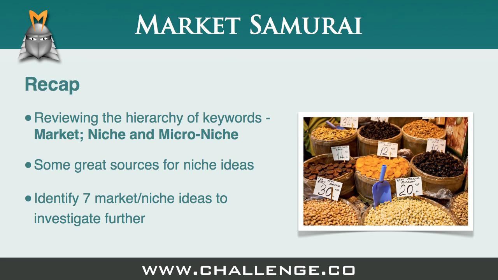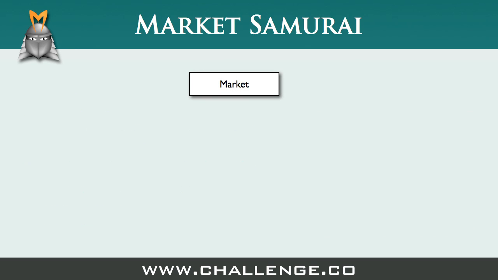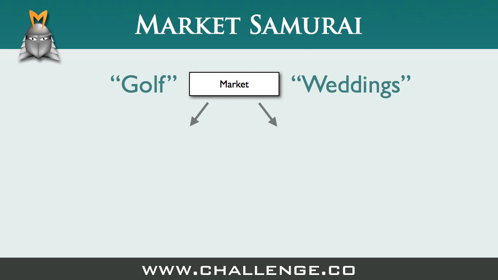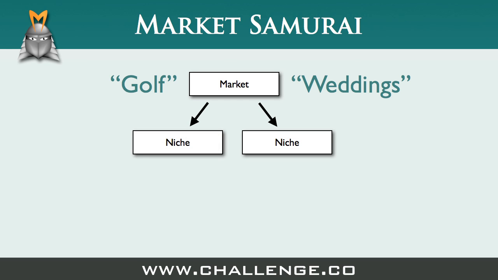Let's begin by briefly recapping some of the most important concepts from yesterday's video around markets, niches, and micro niches. A market is a community of people who share a common interest in a particular subject or activity online. For example, golf or weddings. Within each market, there are many smaller sub-markets known as niches. These niches relate to specific topics within a market. Within the golf market, we might come across the niche putting. Within the wedding market, we might see the niche wedding photography.